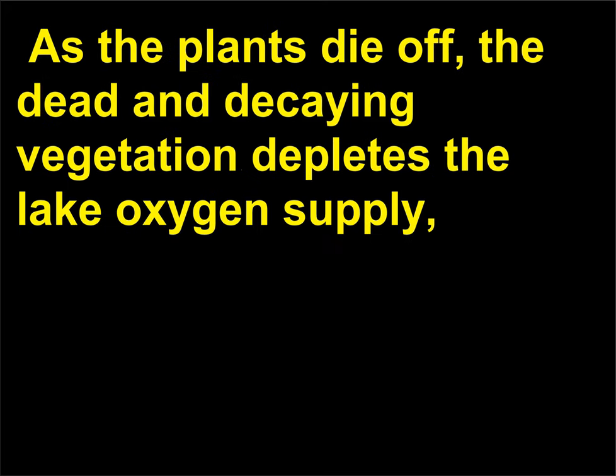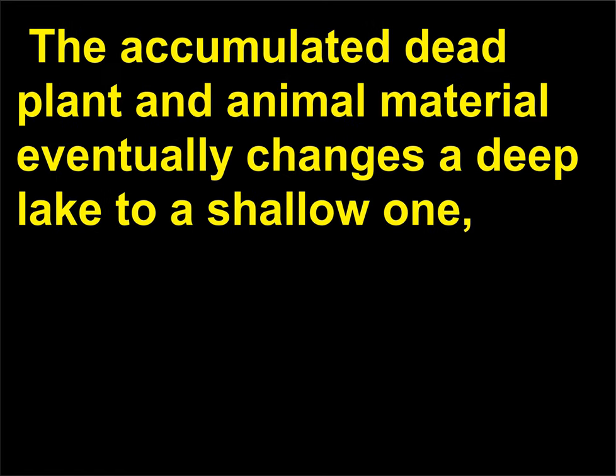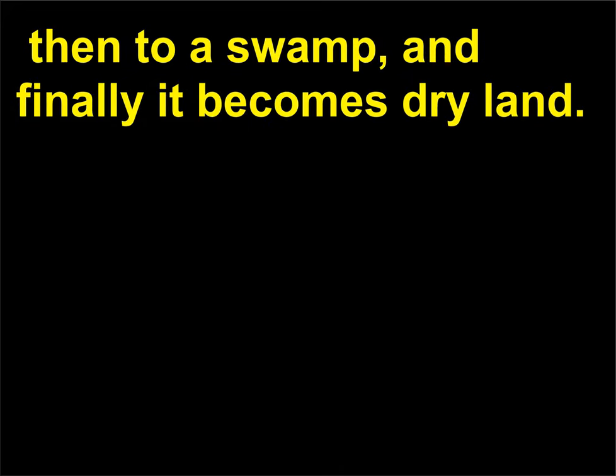As the plants die off, the dead and decaying vegetation depletes the lake oxygen supply, causing fish to die. The accumulated dead plant and animal material eventually changes a deep lake to a shallow one, then to a swamp, and finally it becomes dry land.